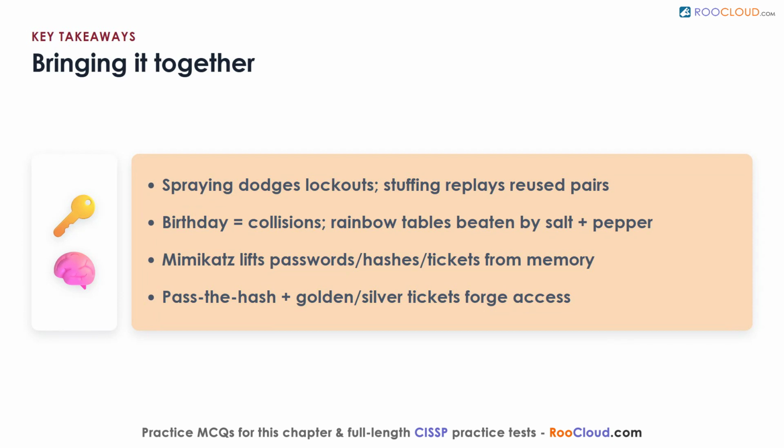Birthday attacks exploit how easily hash collisions arise, and rainbow tables pre-compute hashes for speed, which salts and peppers defeat. Tools like Mimikatz skip guessing entirely, lifting passwords, hashes, and tickets straight from memory. Pass the hash replays a stolen hash without the password, and Kerberos attacks like silver and golden tickets forge access from stolen ticket material. The unifying lesson is to protect that first machine, because once memory is readable, guessing no longer matters.